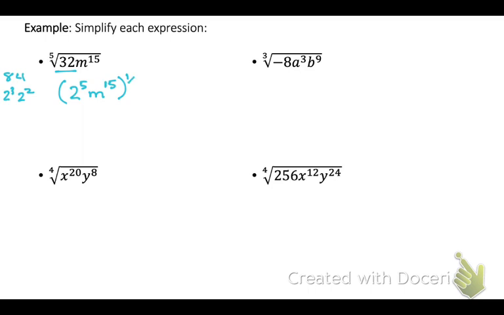1/5. So I have to do what with that 1/5? I have to distribute. And it's because it's multiplication in there, right? If it was addition, can I distribute? No. So what do I get when I distribute? I have 2 to the 5th times 1/5, so I get 2 to the what? 1.